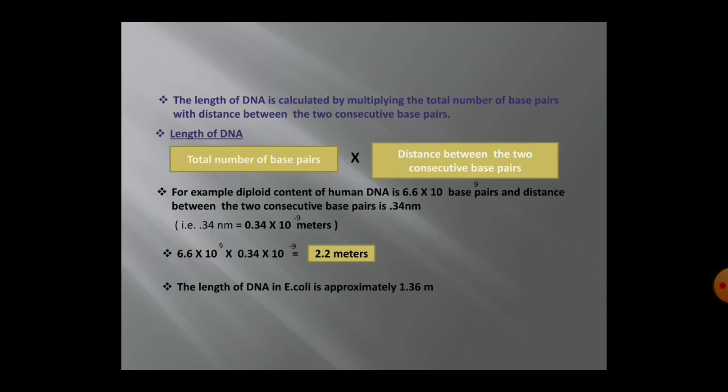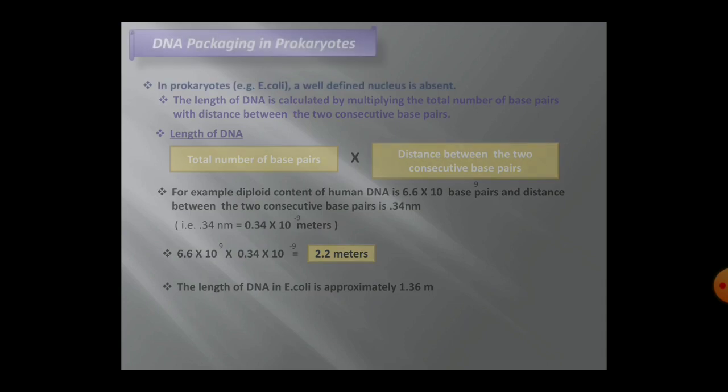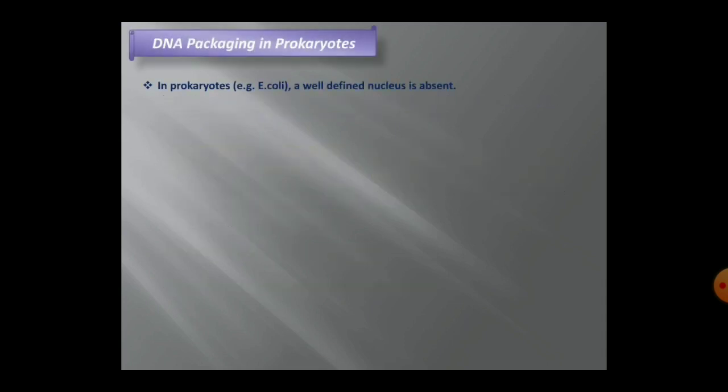The next question arises: how is such a long polymer accommodated or packaged within the cell, either in the prokaryotes or eukaryotes? So next we'll move on to the packaging of DNA in case of prokaryotes.